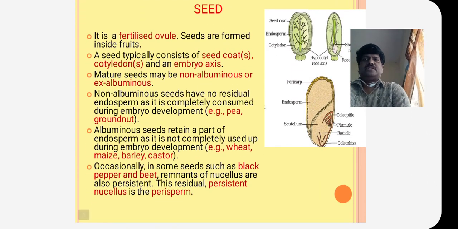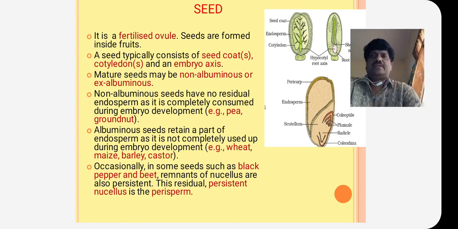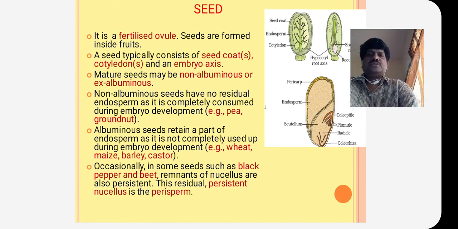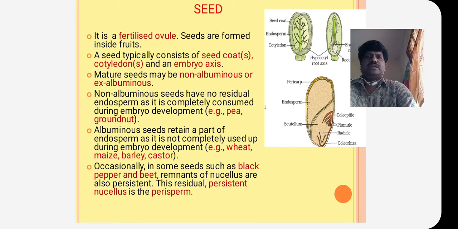Then come to the seed. After fertilization, in post-fertilization, the fertilized ovule is transformed into the seed, and in every seed you can find the seed coat, the cotyledon, and the embryonal axis. The seed coat consists of the testa and tegmen that you already have gone through in class 11th. Mature seeds may be non-albuminous or albuminous.